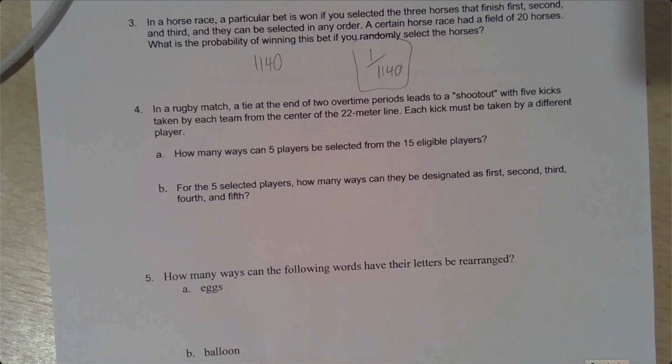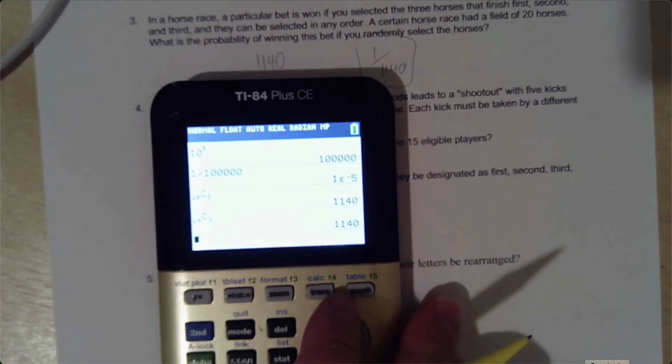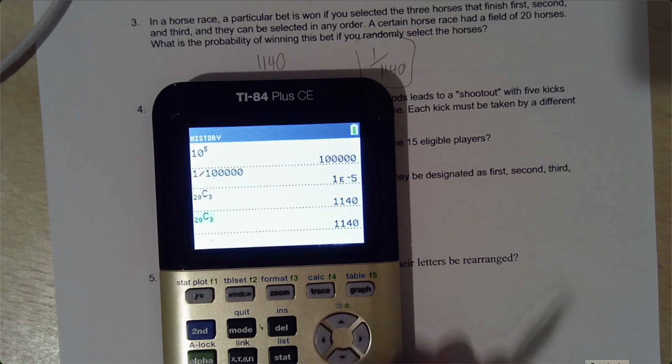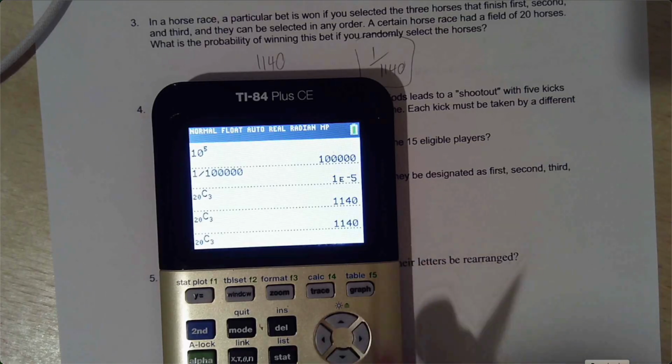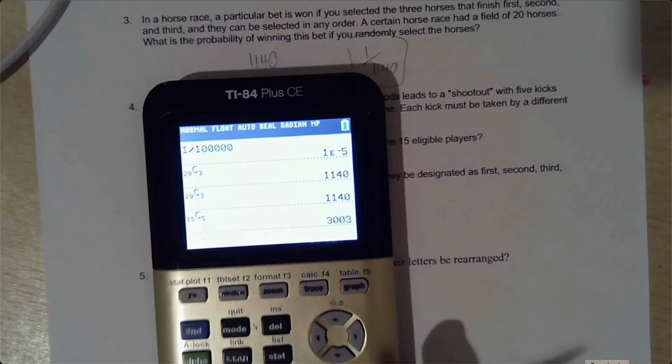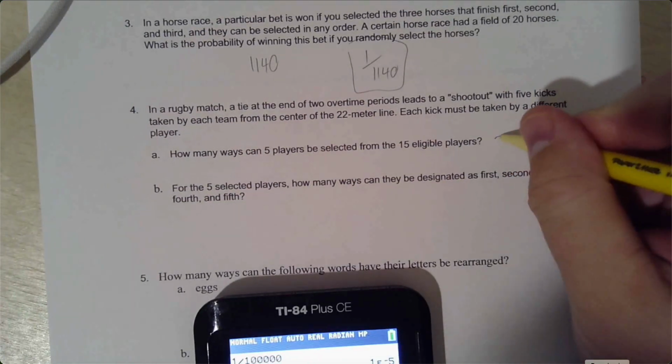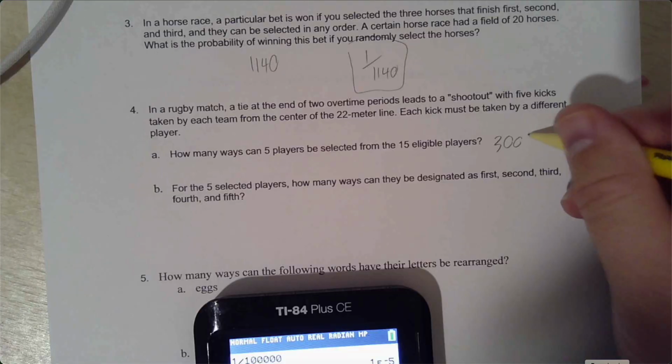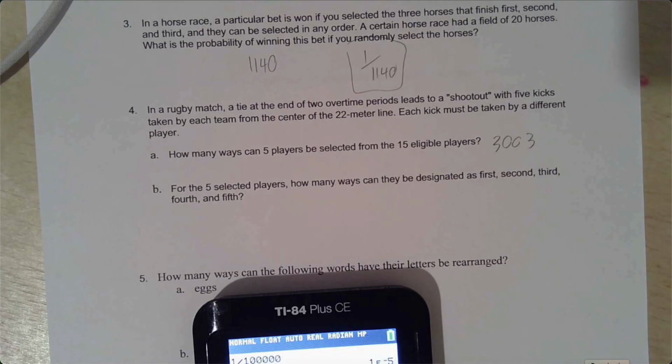Now, that is another, and this is why it's nice to have a calculator that can go back. This is another combination question, because if you read this, it's just saying out of the total 15, choose the 5 that you want in any order. And there's 3,003 ways we could select 5 players out of 15.